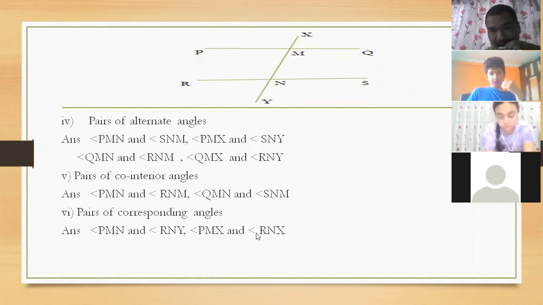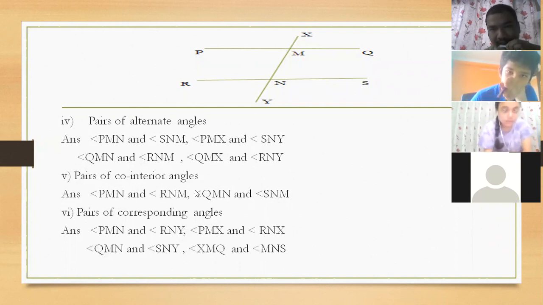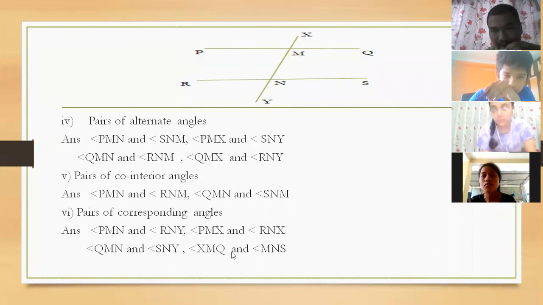Another one is R and X. Okay, children, and after that, look here. The next pair is angle QMN and this angle S and Y. One is interior and the other is exterior. Okay, angle XMQ and angle MNS.